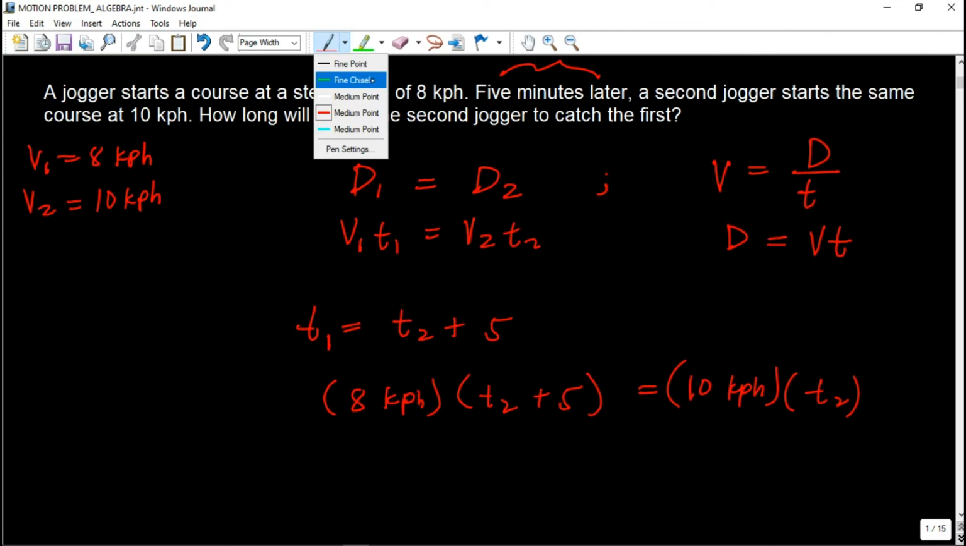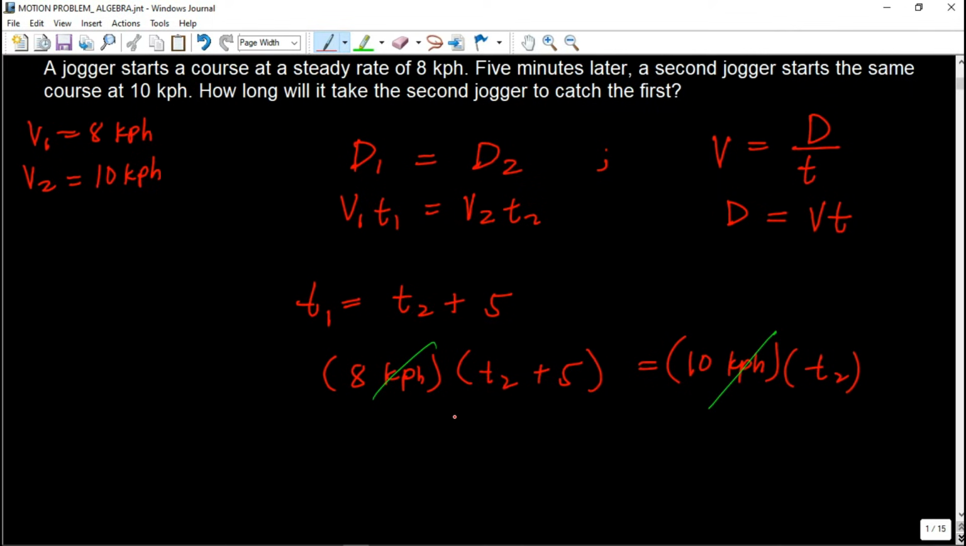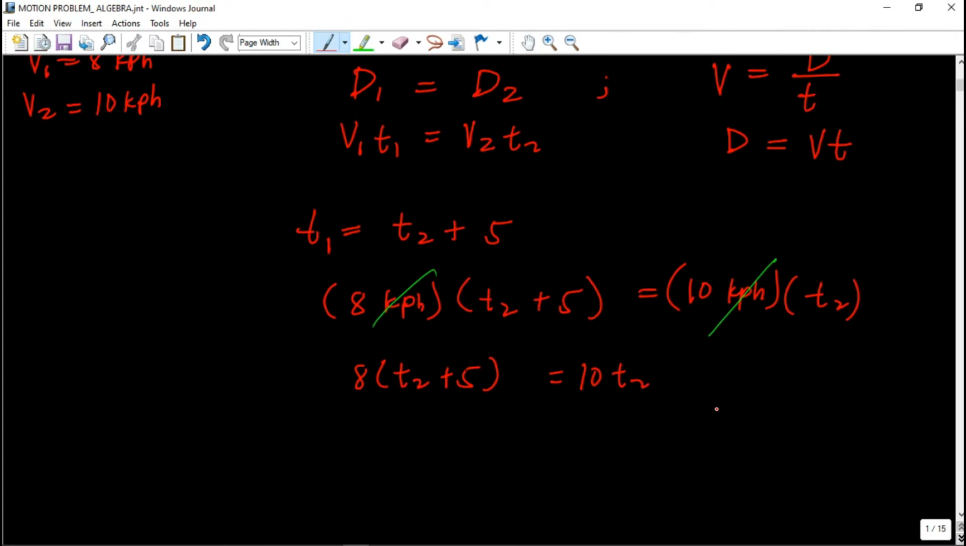The kilometers per hour unit cancels on both sides. Then take note that the unit of T here is in minutes. So we have 8 times the quantity T sub 2 plus 5, equals 10 times T sub 2. Let's multiply: 8 T sub 2 plus 8 times 5, so positive 40, equals 10 T sub 2.